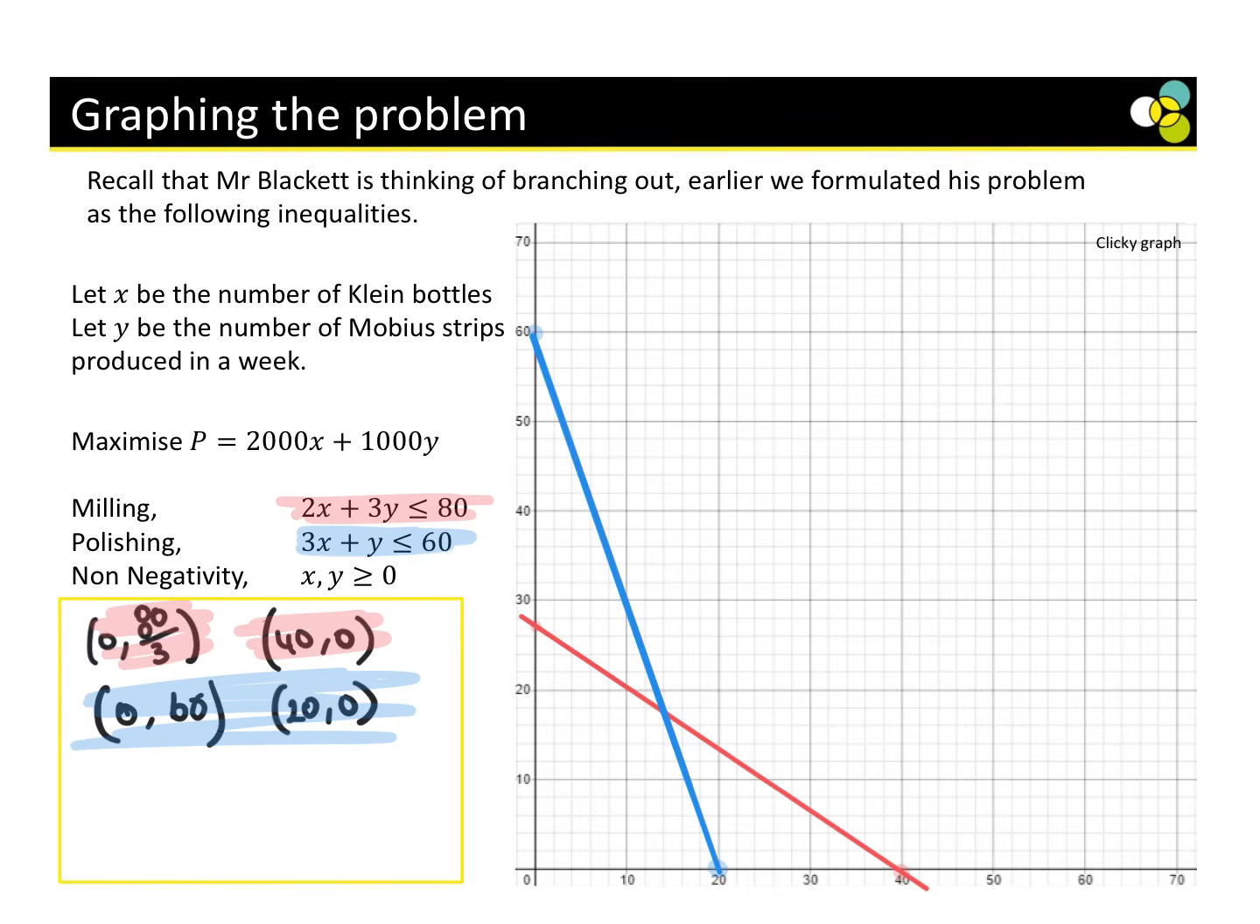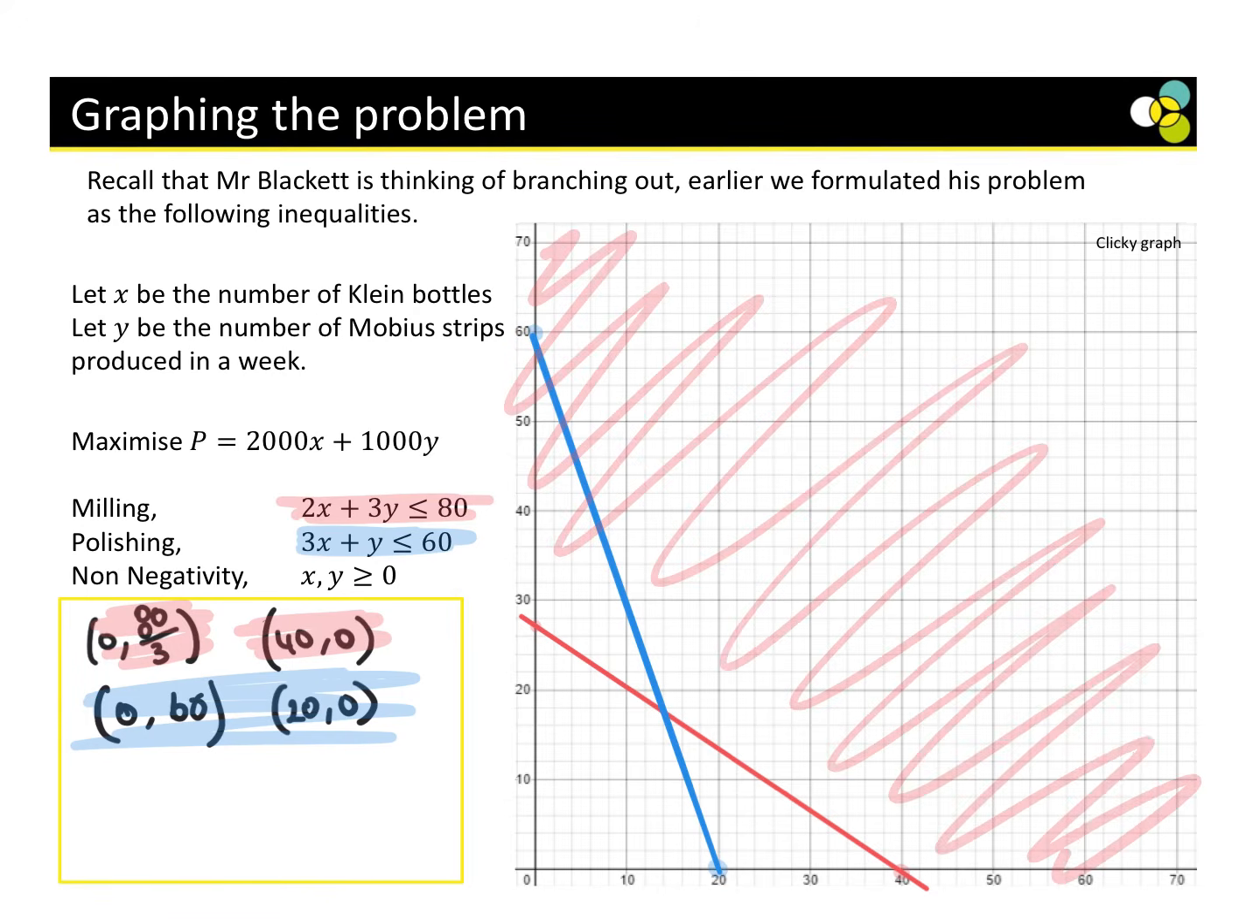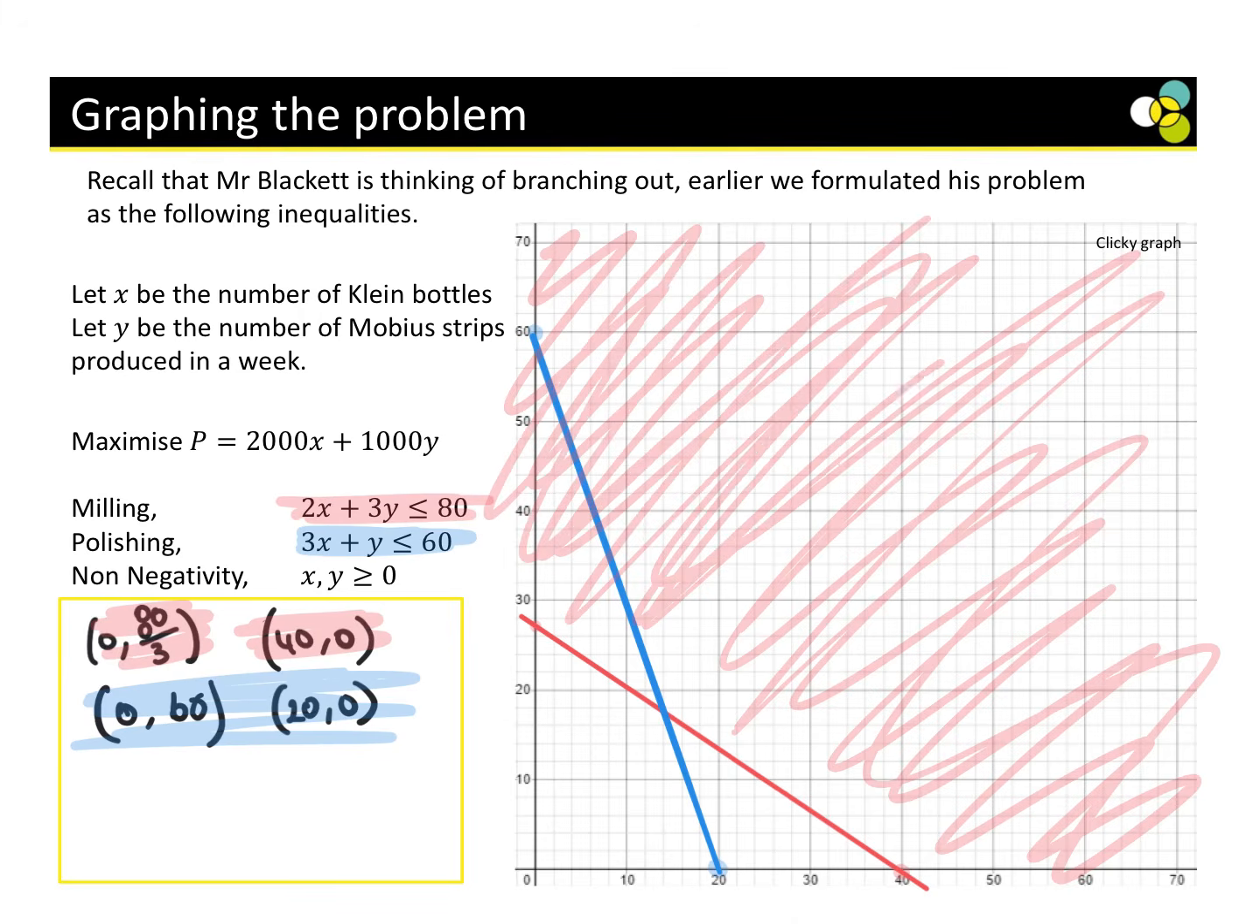Okay, so what do I want? I want the area under the red line. So what do I not want? Above. Perfect. Okay, so I don't want above it. Perfect. Anybody confused as to how I did that?